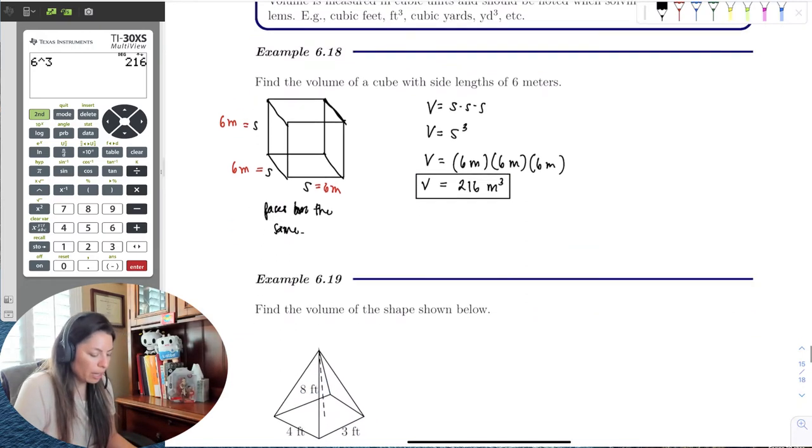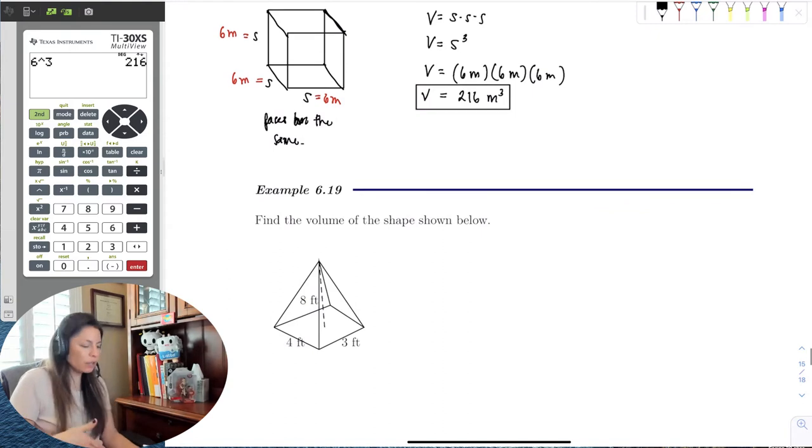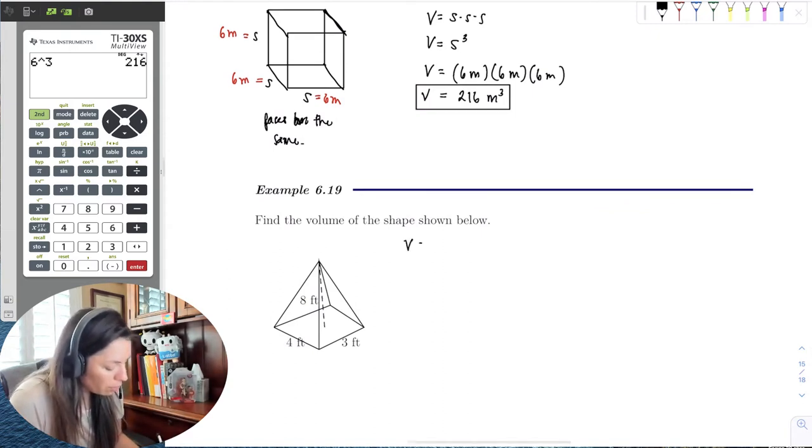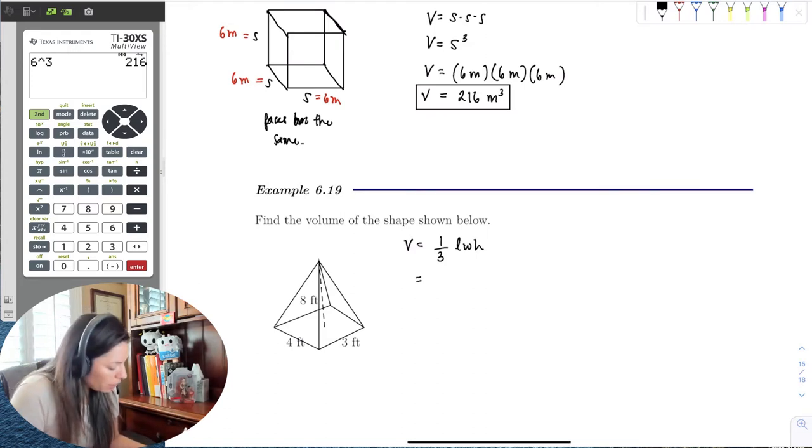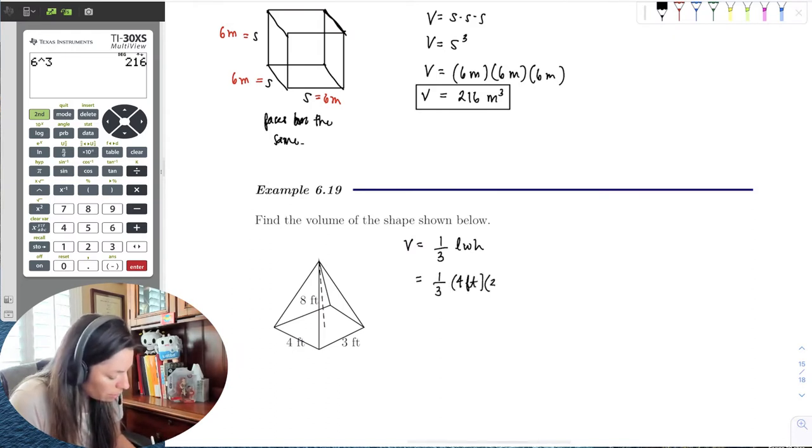Okay, that's not too bad, right? So how about this rectangular prism? Remember that the volume is exactly one-third of the rectangular prism, which is length times width times height. Here we have the area of the base, so one-third, 4 times 3, so 4 feet times 3 feet times the height, which is 8 feet.